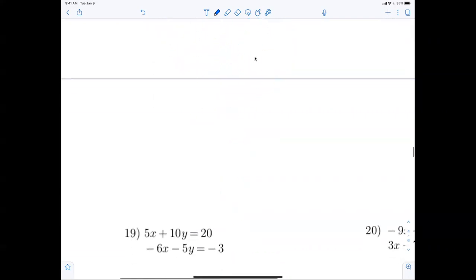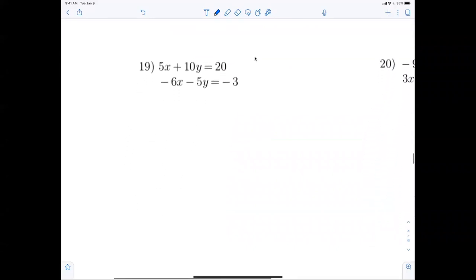Let's try 19. All right, what am I doing? Multiply the bottom by -5. No, just because we want to do it -2. That's fine. No, 2, because one is positive, one is negative. Just multiply by positive. So I'm going to multiply by 2, because the -5 becomes -10, and they cancel.